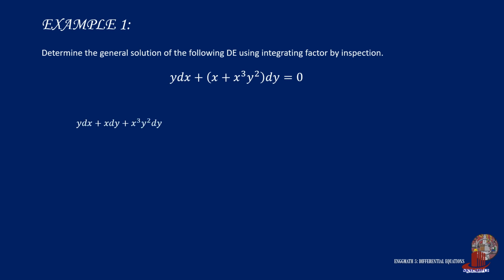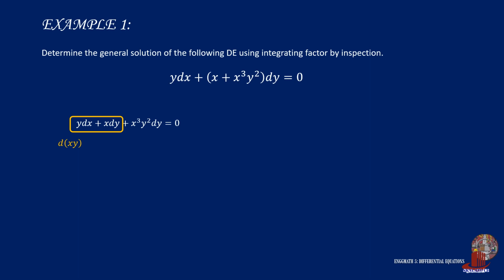Start by distributing terms, coming up with y dx plus x dy plus x cubed y squared dy is equal to 0. It can be seen at this point that the first two terms are actually the target binomial, which can then be simplified as d of xy. The second term, however, has x cubed y squared with a derivative of y. So to conform with dy, we need to eliminate x cubed.